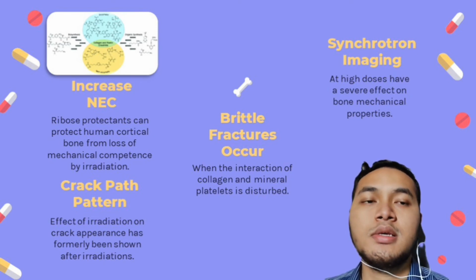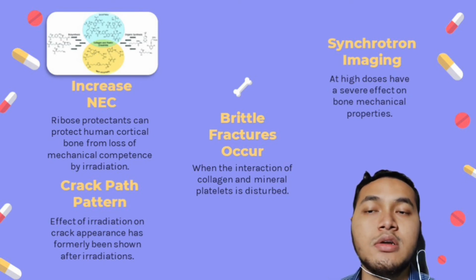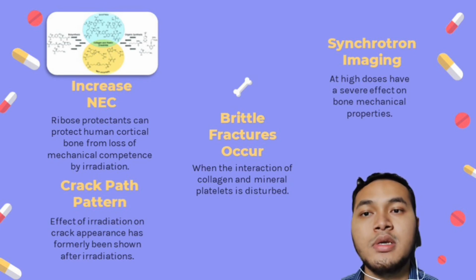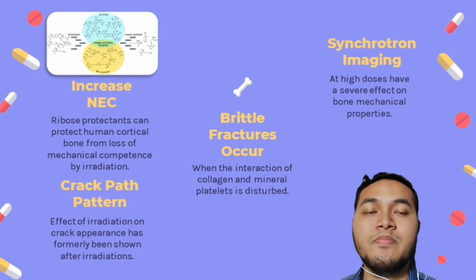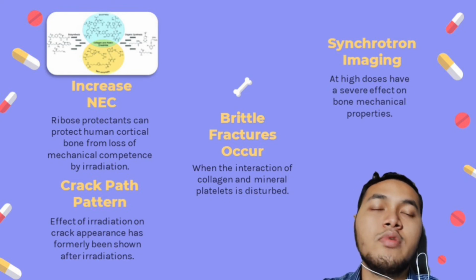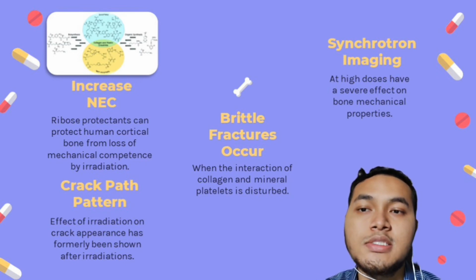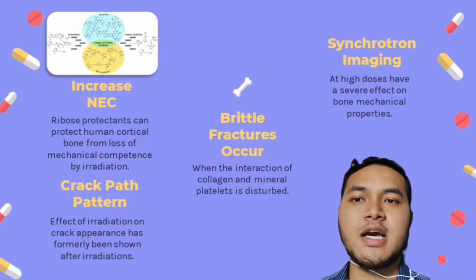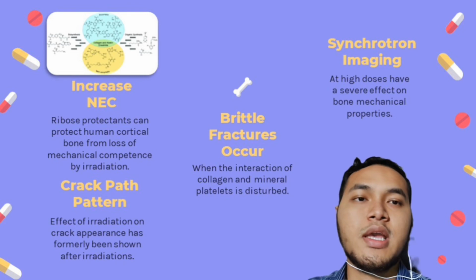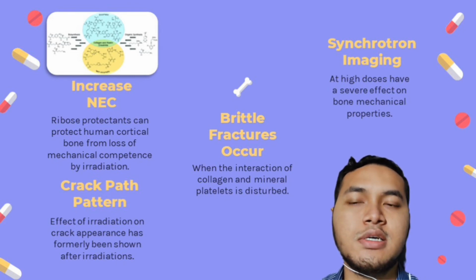In the crack path pattern, the effect of irradiation on crack appearance has formerly been shown. In this study, our results indicate brittle fractures occur already at doses in the range of dozens of kilograys, even without cyclic loading, when the interaction of collagen and mineral platelets is disturbed. Our results emphasize that synchrotron imaging at high doses has a severe effect on bone mechanical properties.